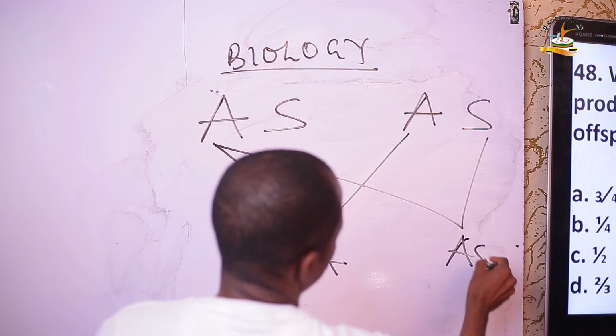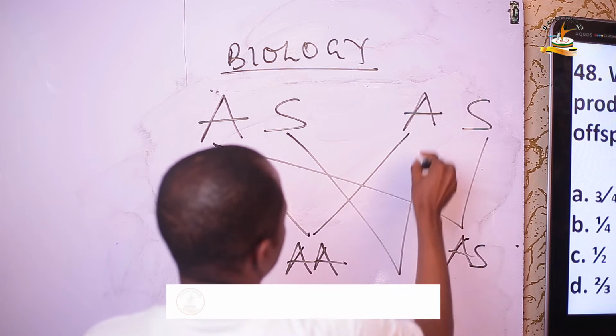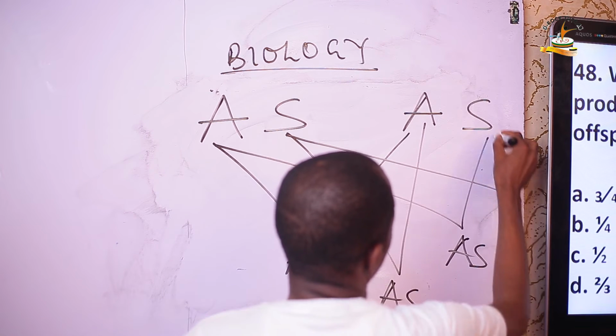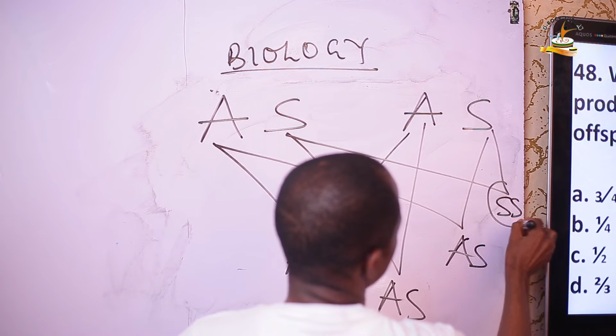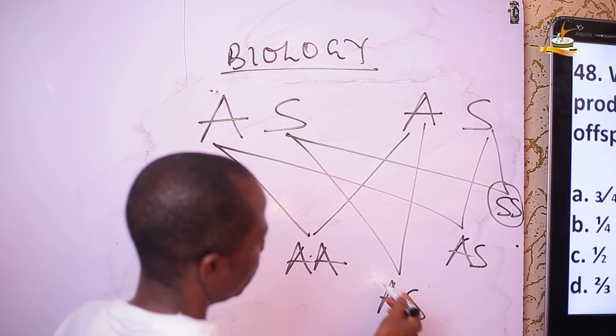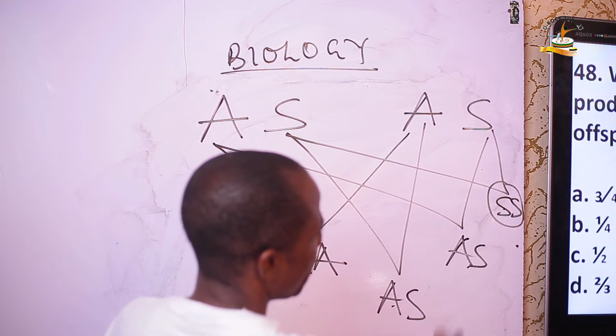AS, a carrier, not a sickler. AS, also a carrier, not a sickler. And here, SS, this is the sickler we are talking about. So how many offspring are produced now? 1, 2, 3, 4.